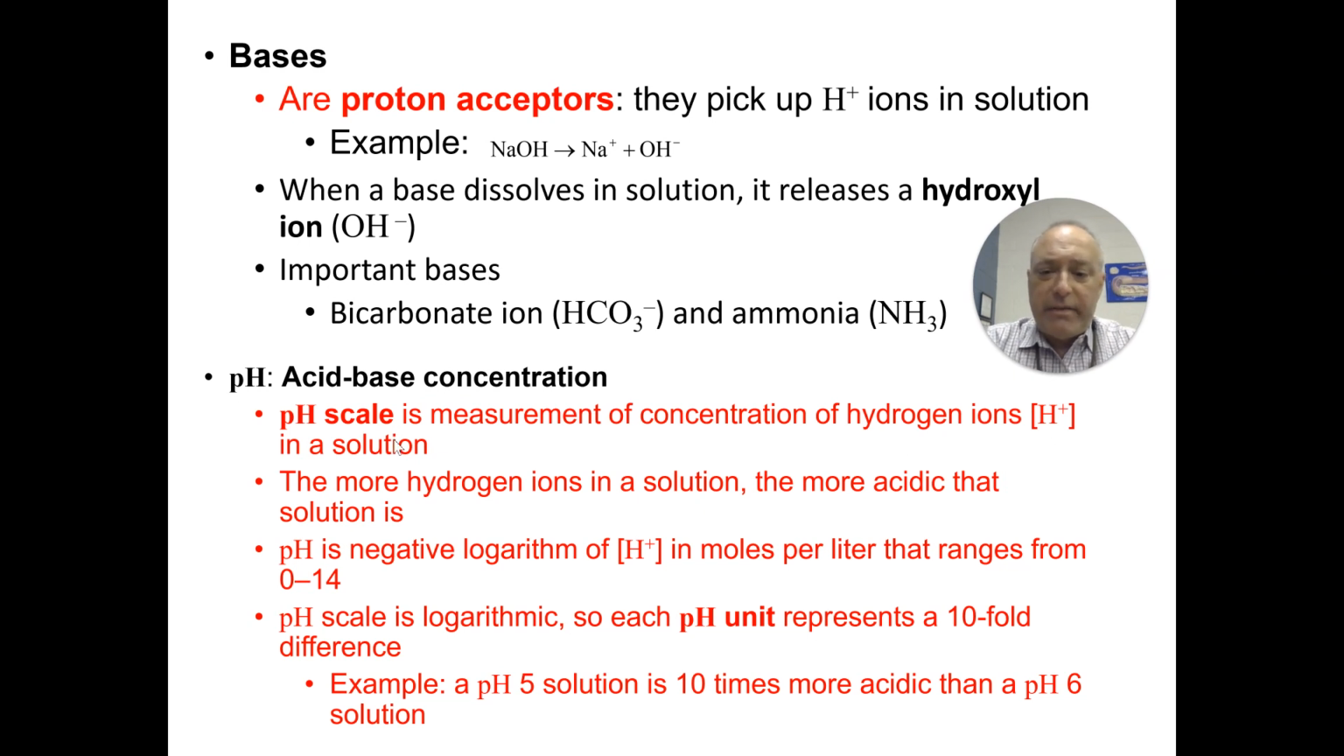And the pH scale. So this is a scale between 0 and 14. It's not a linear scale, it's a logarithmic scale. So each change is a factor of 10. The pH scale is a measurement of the concentration of hydrogen ions in a solution. The more hydrogen, the more acidic it is. So that would be on the acidic side, which would be towards the zero. So once again, each unit of pH represents a 10-fold difference. So a pH of 5 is 10 times more acidic than a pH of 6, and so on.